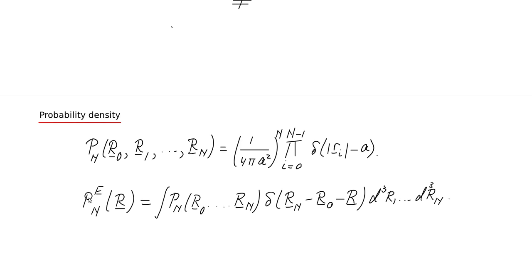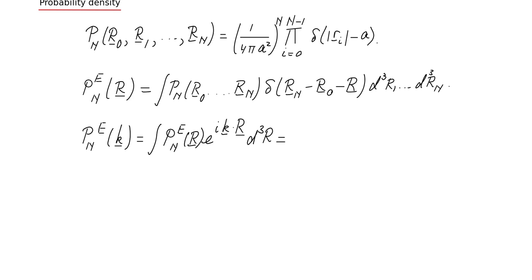Now we should be able to find from this detailed probability distribution, for example, the distribution of the end-to-end distance, which I've called PEN. And this is the probability density for the distance between the zeroth and the nth beat being equal to r. So here we have a delta function, and it tells me that the vector running from r0 to rn should be the vector r, which is just some given vector. And that is evaluated by using this detailed probability density and integrating over all the positions. Well, not really all the positions. I do not integrate over the position of the first beat, R0. We keep that fixed, and that's for reasons of translational invariance. I can put the first beat anywhere.